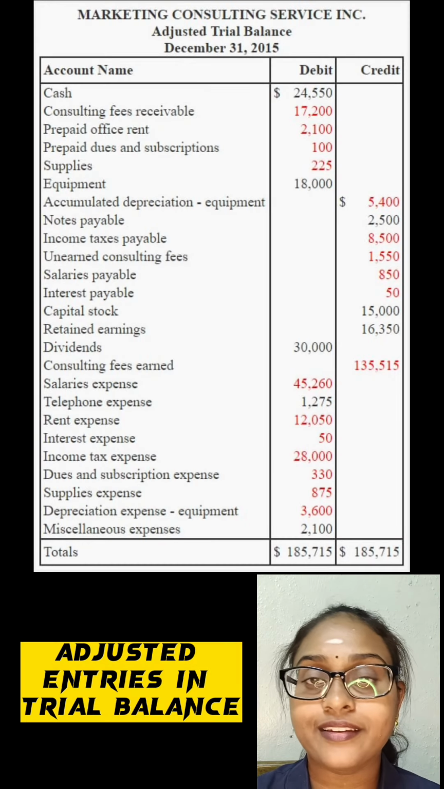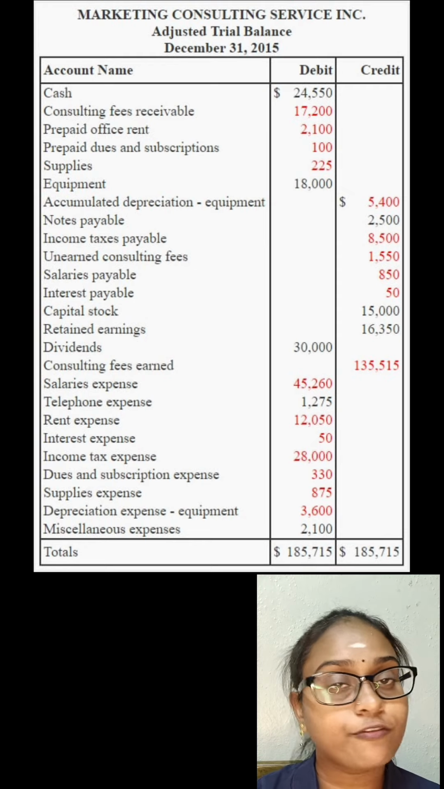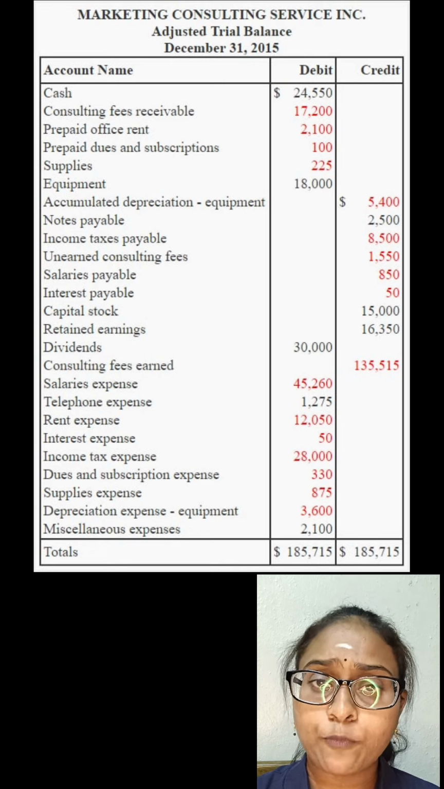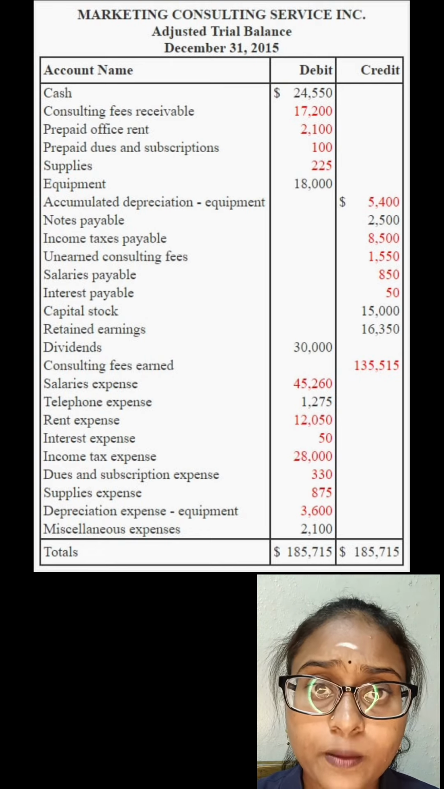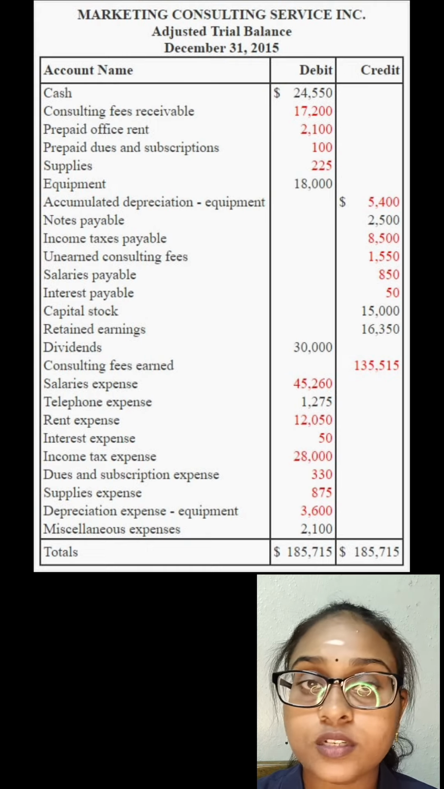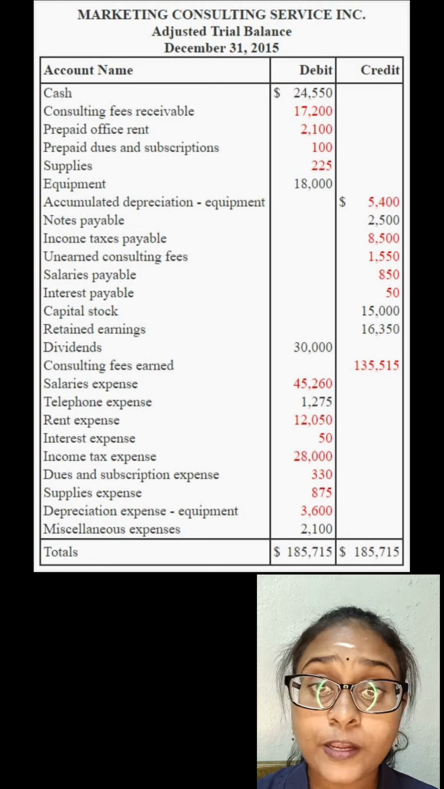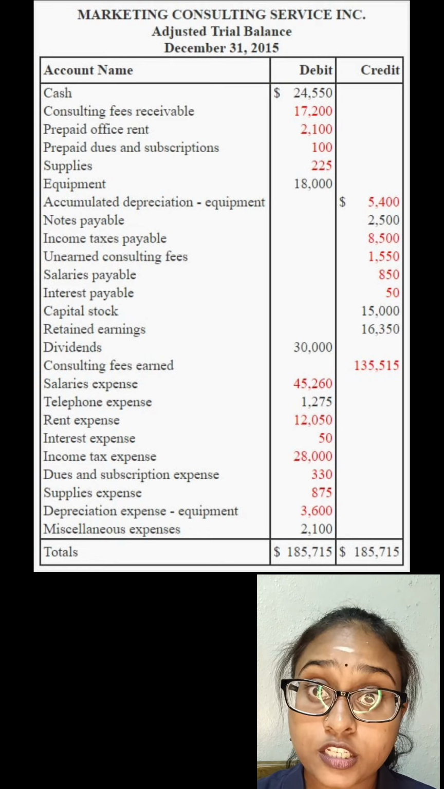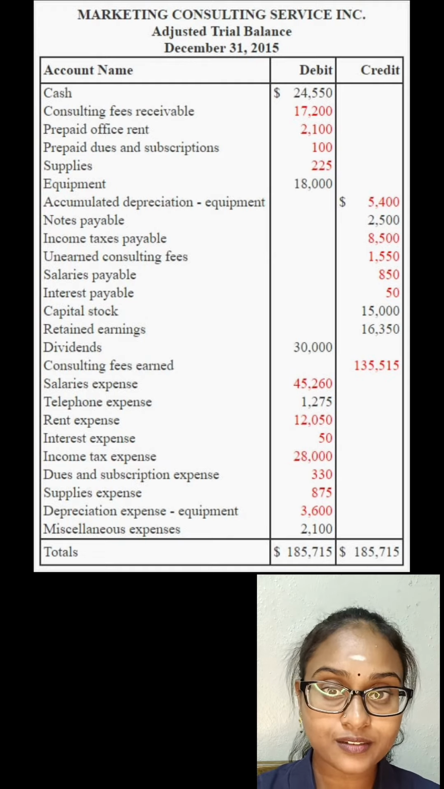The fifth process is adjusted entries in the trial balance. An adjusted trial balance is created after all adjusting entries have been posted into the appropriate general ledger accounts. The adjusted trial balance is completed to ensure that the period-ending financial statements will be accurate in balance. In addition, an adjusted trial balance is used to prepare closing entries.